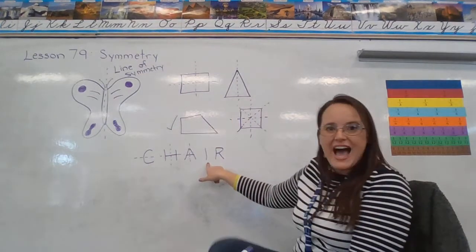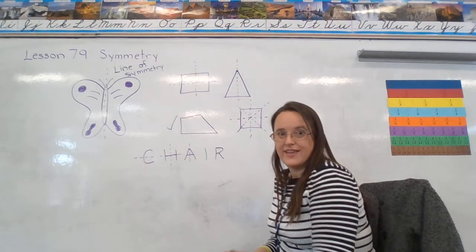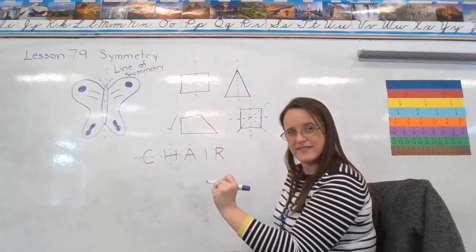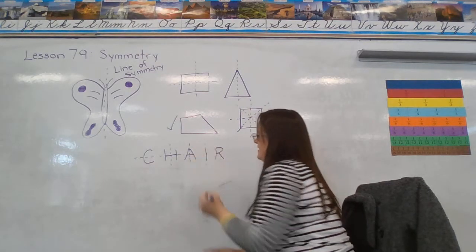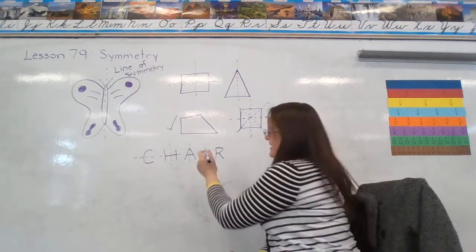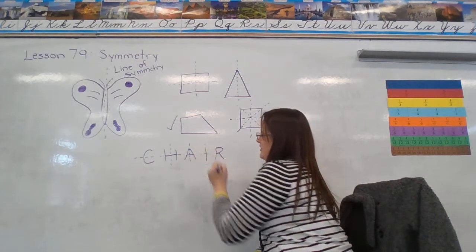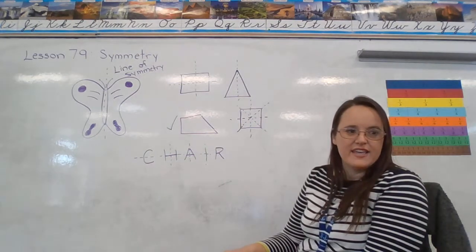And what about the I? How many lines of symmetry are there? Can I go vertically down the middle? I can, as long as I'm right on my I. What about horizontal? Yes, I can fold that one over on top of itself as well. So 2 lines of symmetry for the I.